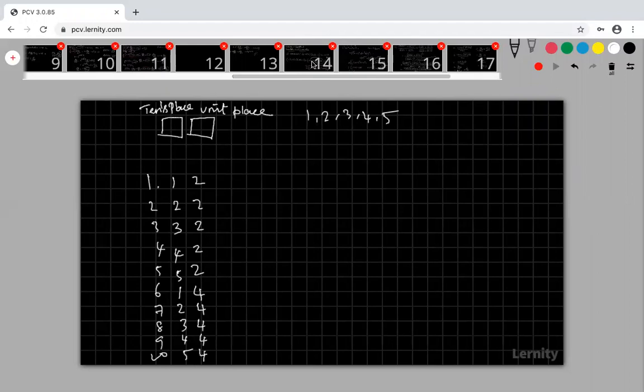Kumaran, 0 is not given. Use only the given numbers. What are the given numbers? See that. Any other number possibilities?